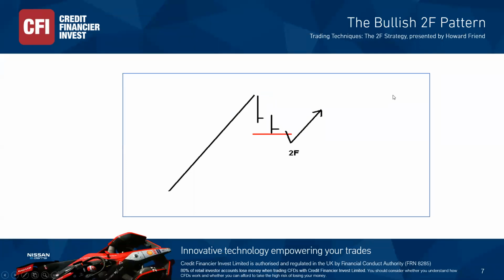Now, the pattern is called the 2F, and that stands for the 2 failure. So basically the failure below the low of the last 2 bars. What we're looking for is we draw a line under the lowest low for the last 2 bars. Once we break that line, we have a potential 2F setup. So we get a break to the downside, a retrace to the upside, and we're looking for the market to then start to resume its trend to new highs for the move.